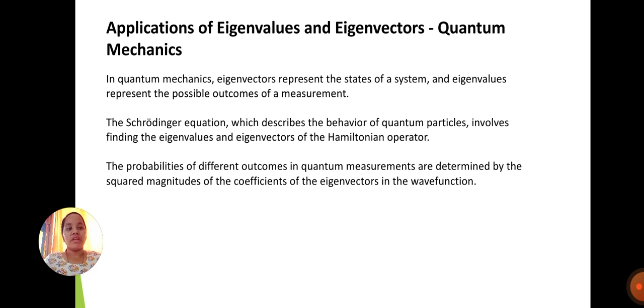Application of eigenvalues and eigenvectors. Quantum mechanics. In quantum mechanics, eigenvectors represent the states of a system and eigenvalues represent the possible outcomes of a measurement. The Schrödinger equation, which describes the behavior of quantum particles, involves finding the eigenvalues and eigenvectors of the Hamiltonian operator. The probabilities of different outcomes in quantum measurements are determined by the squared magnitudes of the coefficients of the eigenvectors in the wave function.